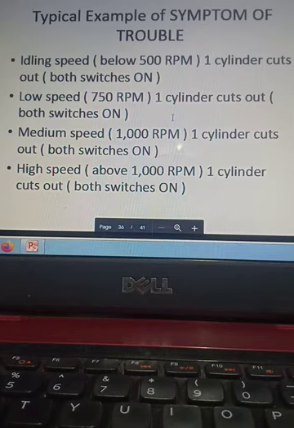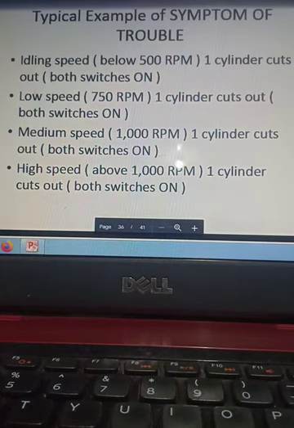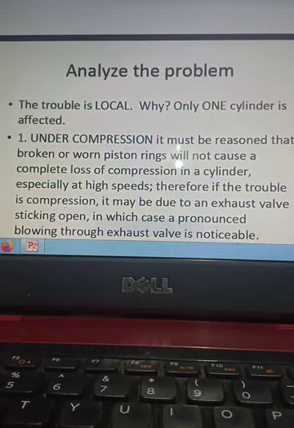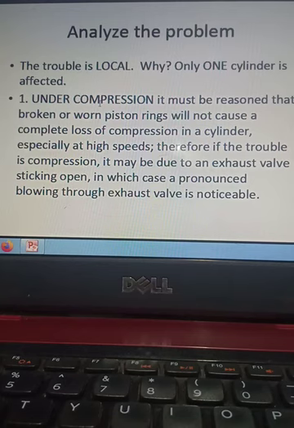So, how are you going to classify this problem? Since only one cylinder cuts out, you have to classify the trouble as local. Why? Because only one cylinder is affected. So we know it is local. Then we look at whether it falls under compression, carburation, or ignition.